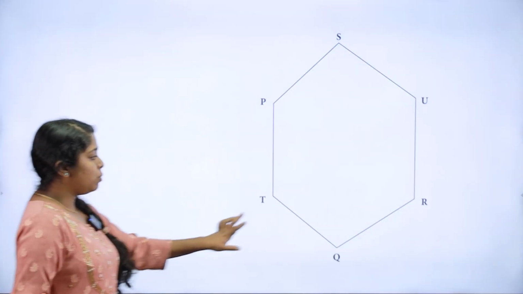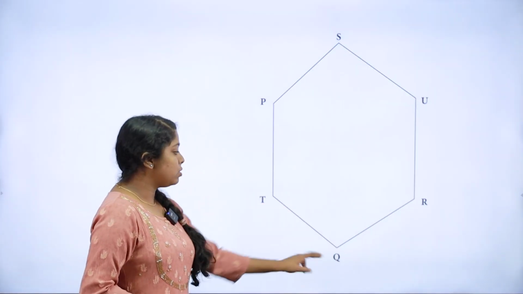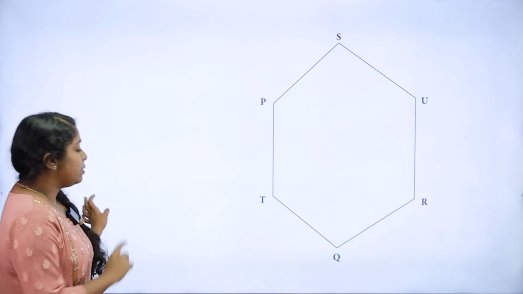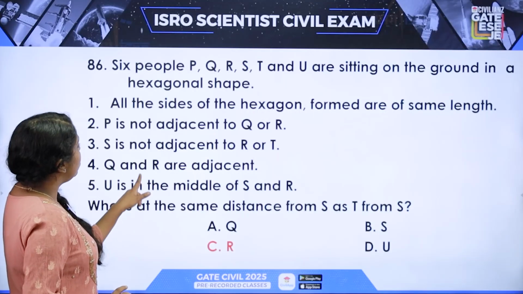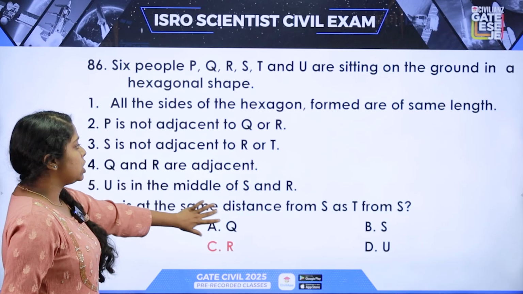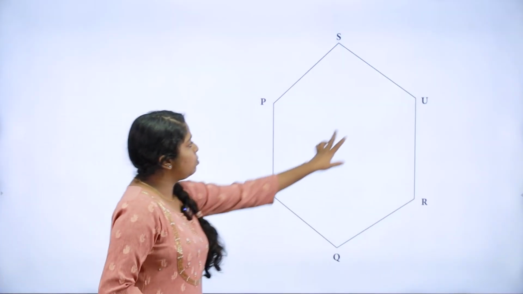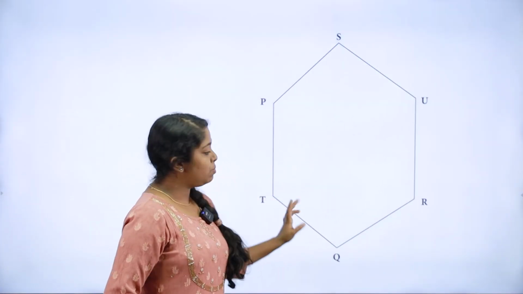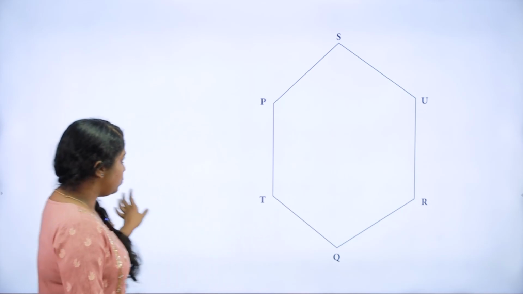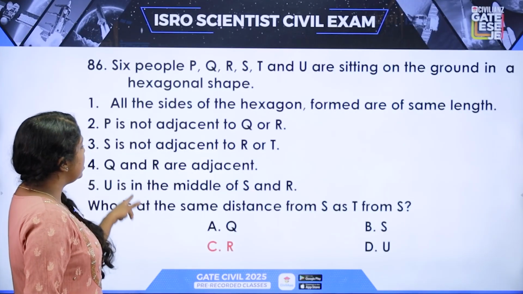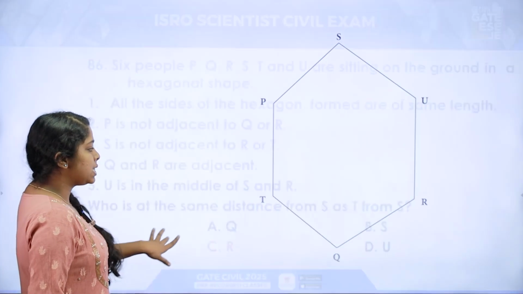Based on that, we will be positioning Q and R randomly. So Q and R are nearer, and also P is not adjacent to Q or R. So we cannot place P in these two positions because it is near to these two. And the next one is that U is in the middle of the S and R.